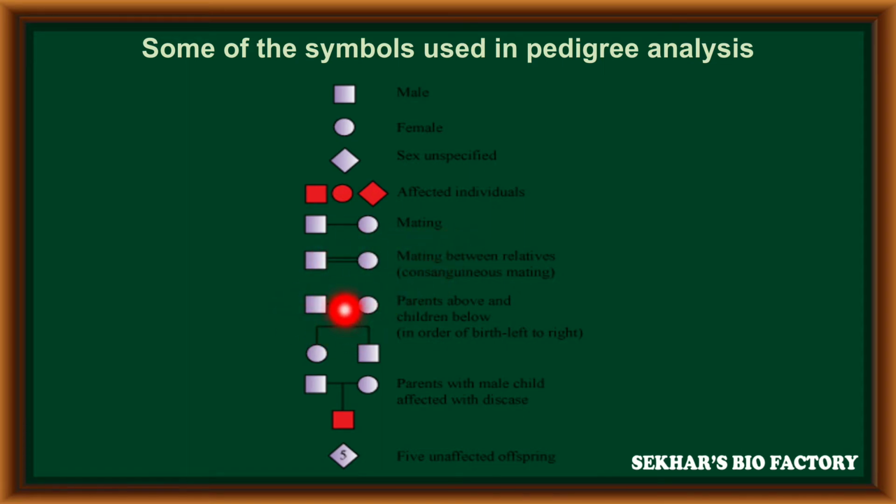This symbol indicates the parents above and the children below, in order of birth from left to right. Now this symbol indicates the parents with a male child, but the male is affected, and the last symbol is five sex unspecified individuals, and these are unaffected in nature. So these are the symbols frequently used in pedigree analysis to identify the inheritance pattern of either a trait or disorder in the history of a family.